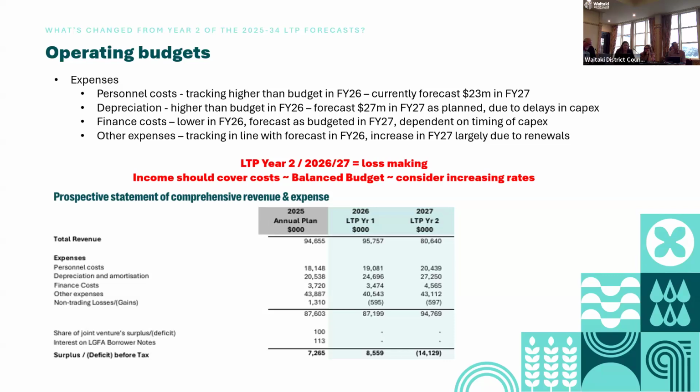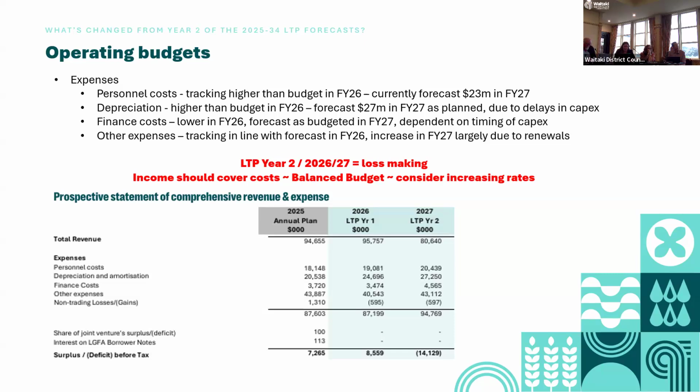In terms of the specific line items, personnel costs, I think we've talked quite a lot in the performance audit and risk committee throughout the year. That is tracking higher than budget. The actual personnel costs, so the budget in 2025 was significantly higher in the actual 2025 annual report. So it's predicted to do so in 27 as well.